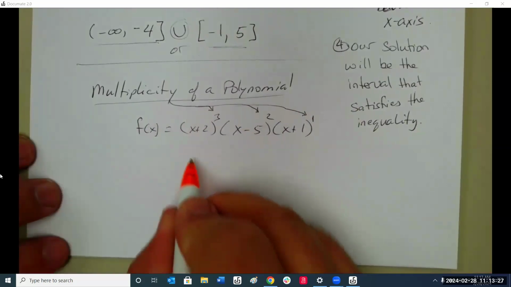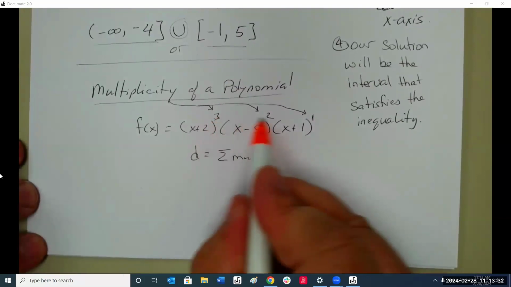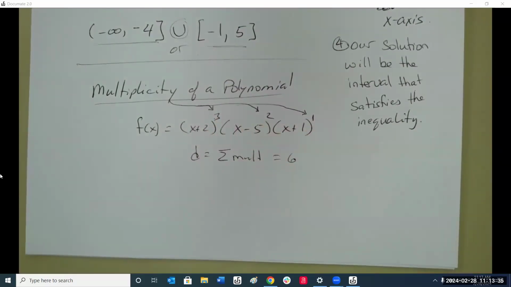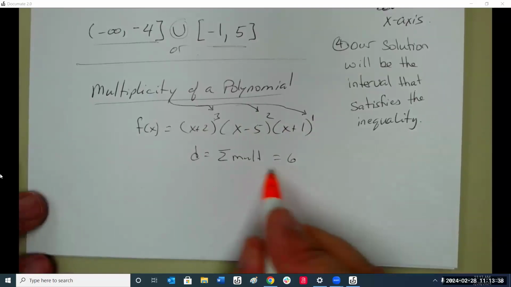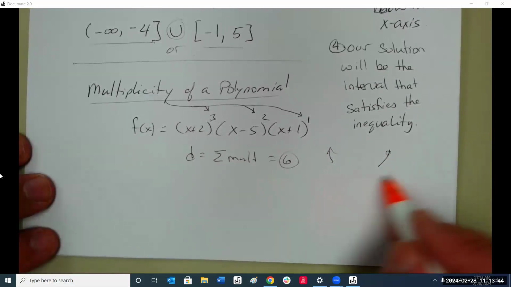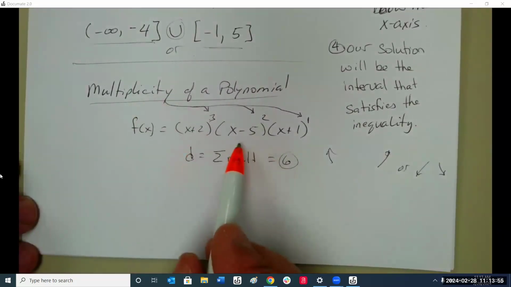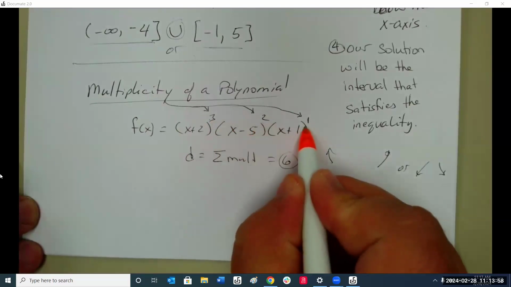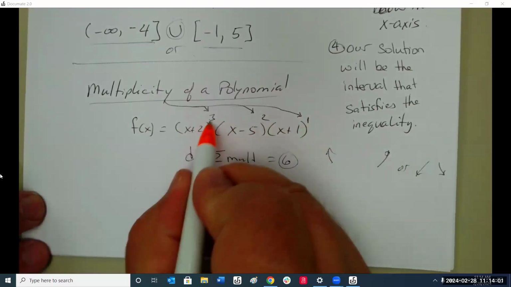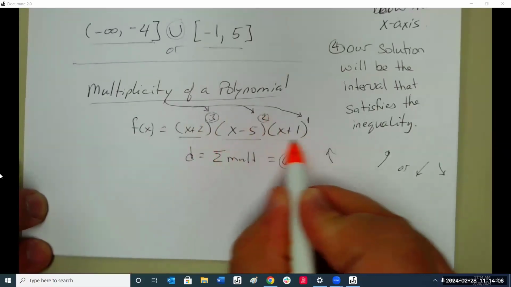Well, the degree is the summation of all the multiplicities. So it'd be 3 plus 2 plus 1. So in this case, it's a 6. And we have to know that because if the degree is even, then we know both ends point the same direction, either both up or both down, depending on the leading terms. So the multiplicity is after we factor out our answer, we look at the exponents of the factored forms. The multiplicity of the first one is a 3, the second one is a 2, and the third one is a 1.